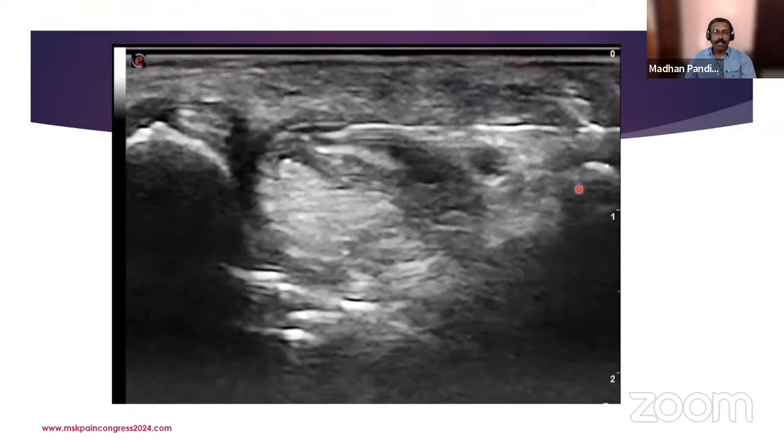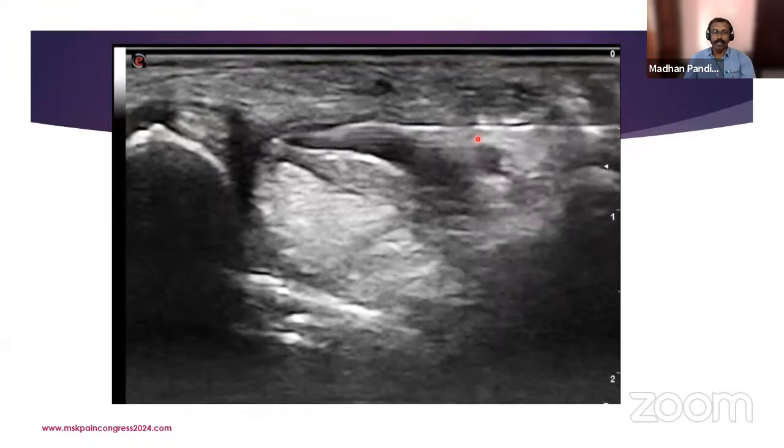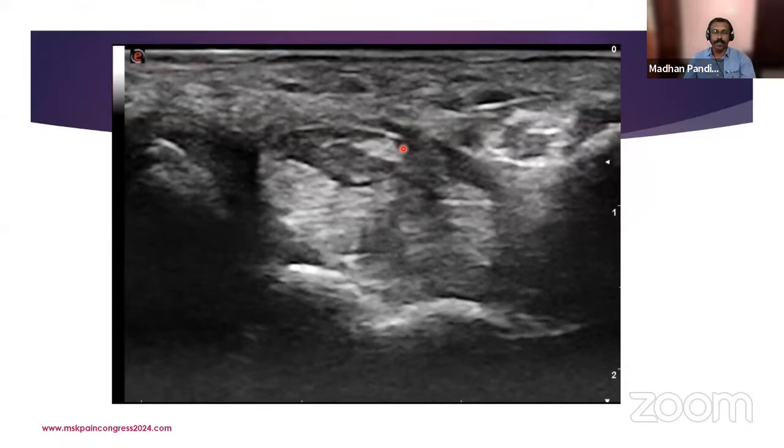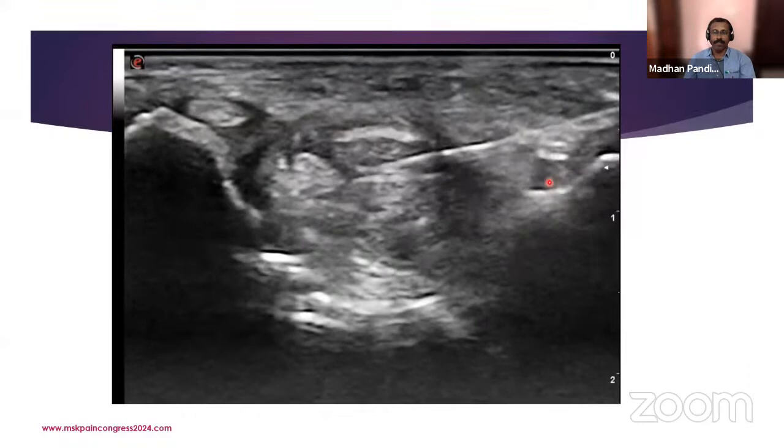This is the medial to lateral needling. This is the scaphoid tubercle. This is the pisiform, ulnar artery there. And this is the retinaculum, under which I am just injecting 5% dextrose without injuring the nerve. The nerve is here, there, and this is the ulnar artery.